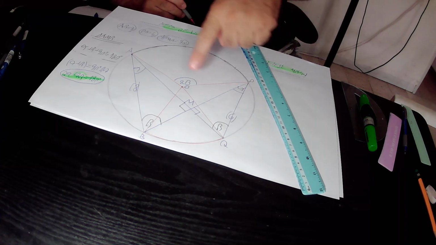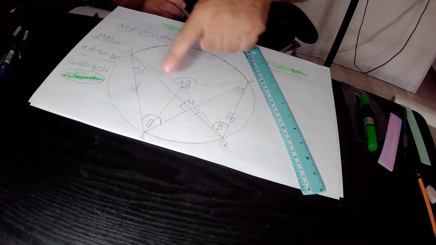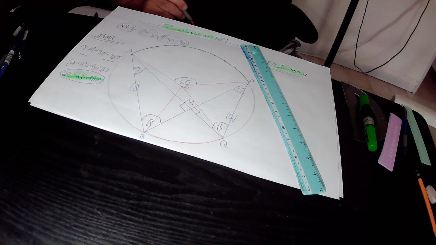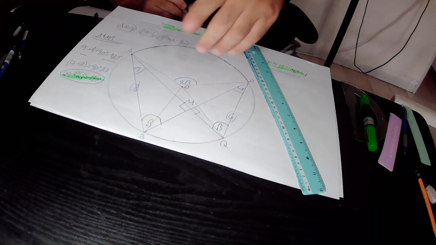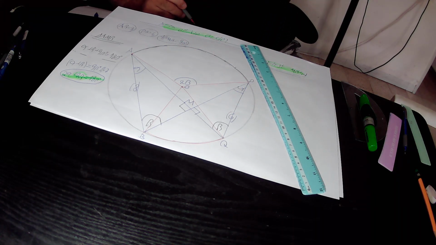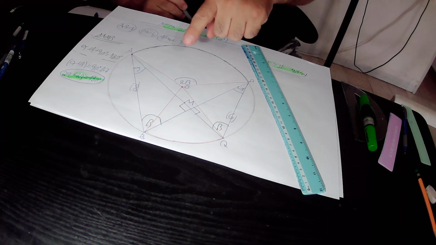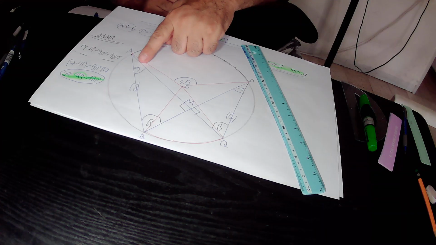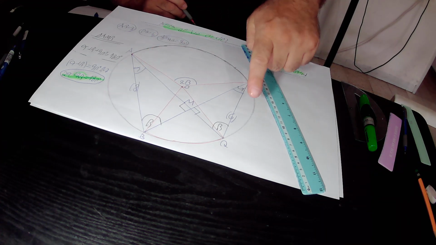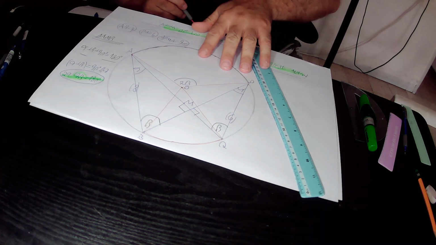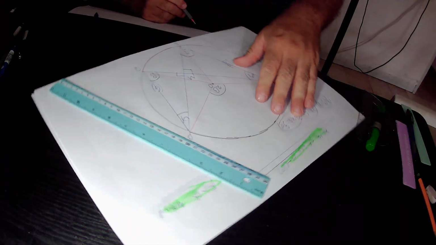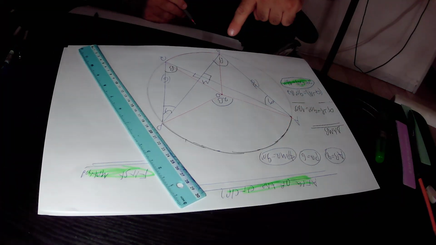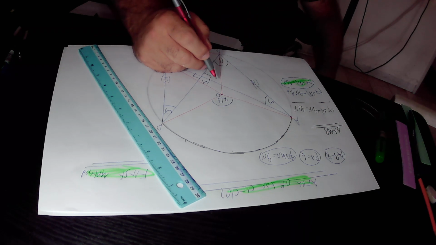Peripheral angle QAB equals alpha, therefore center angle QOB that subtends on the same arc RQB must be equal to 2 alpha. This is twice as large as this peripheral angle that subtends on the same arc RQB. So according to rule 13, center angle BOQ equals 2 alpha.